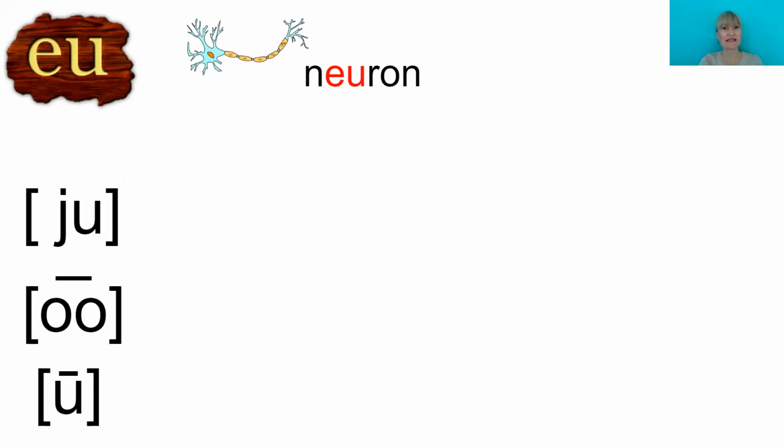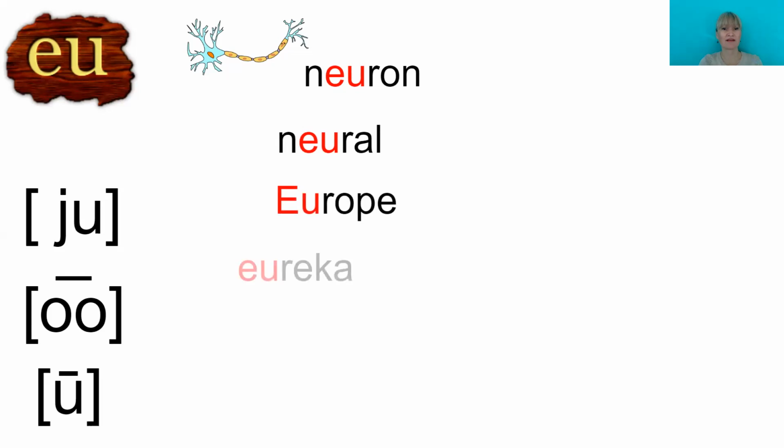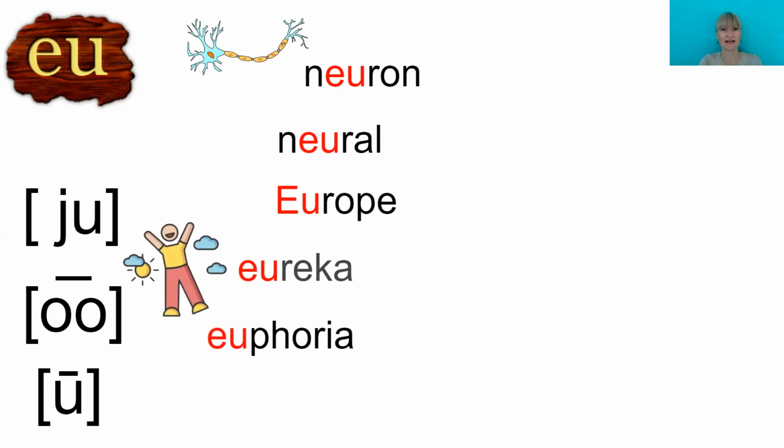First one is going to be EU. У нас digraph EU, and as you can see from the IPA transcription, we read it as U. Мы читаем этот digraph как U звук. U, neuron, neural, Europe, Eureka, euphoria. As you can see, all these words are borrowed, and they are borrowed from Greek.